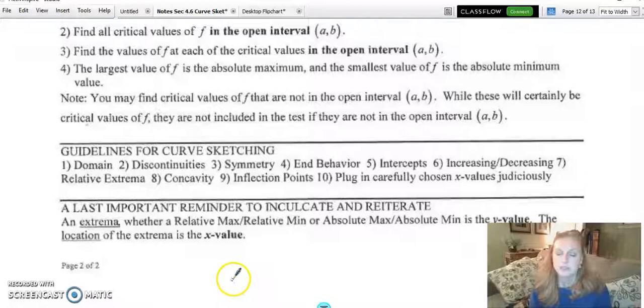And we have the test that's coming up that's going to include basically chapter 3, which is your derivative rules, and chapter 4, all of these applications that had to do with graphing only.